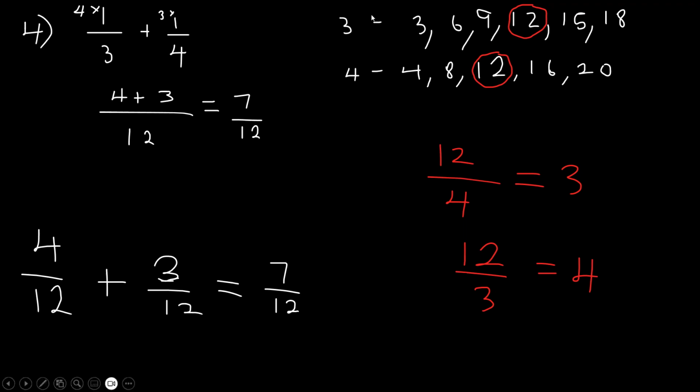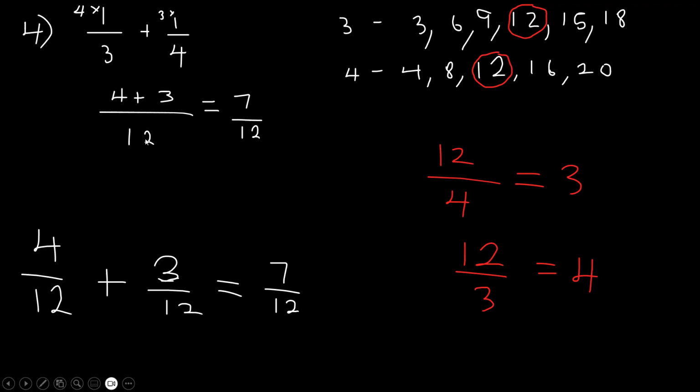The multiples of 3 are seen on top. The multiples of 4 are seen below. And the lowest common multiple is 12. So I put my new denominator as 12. I then take 12 and I divide by 3. I did it on the side here so you can see that I got 4. 4 multiplied by the numerator, which is 1, will give me 4.